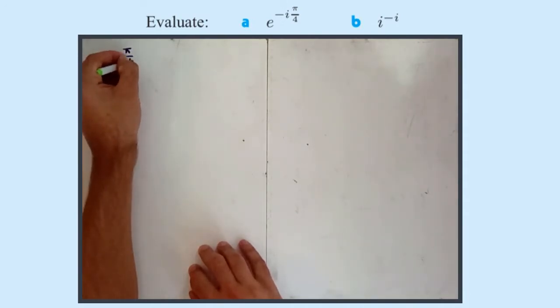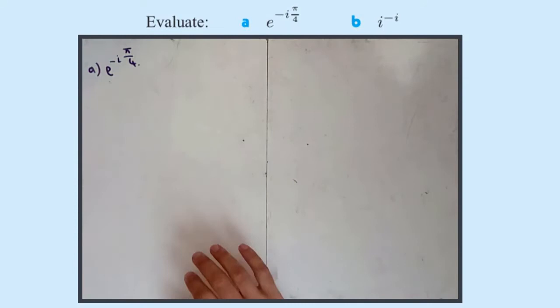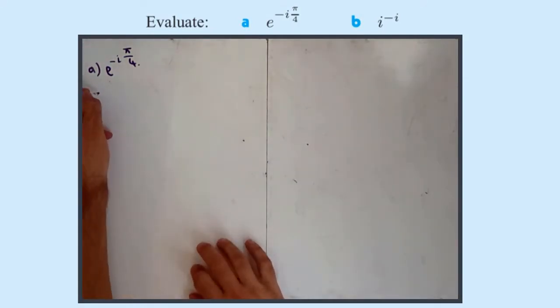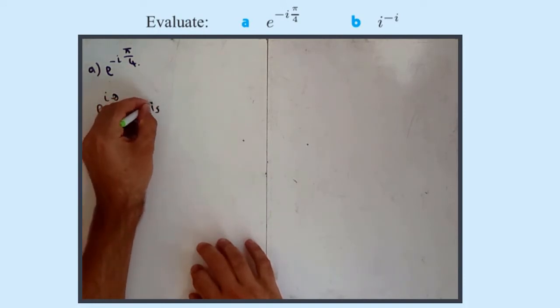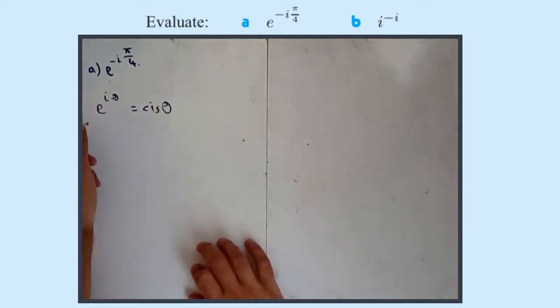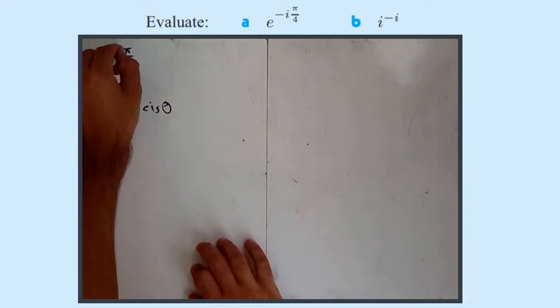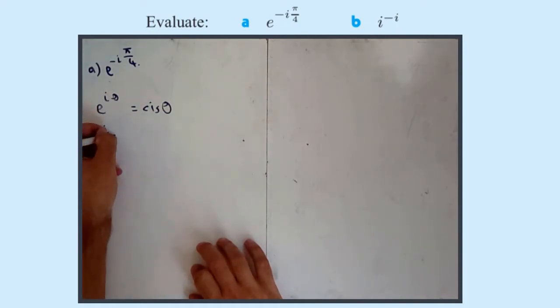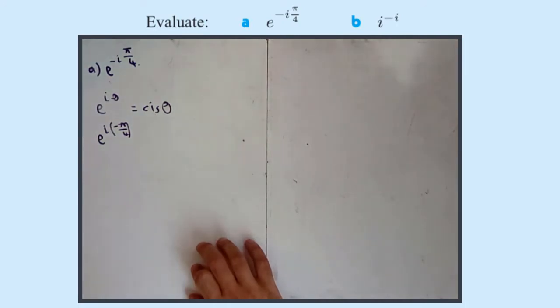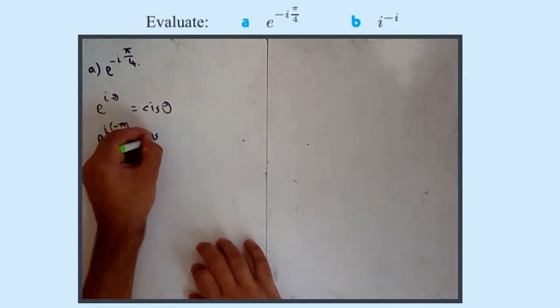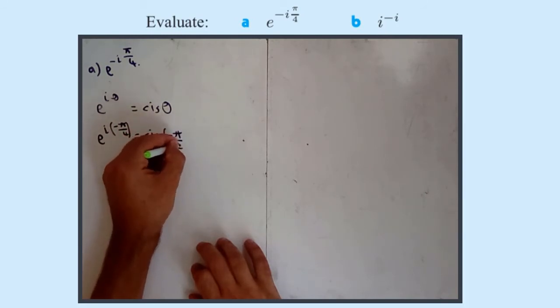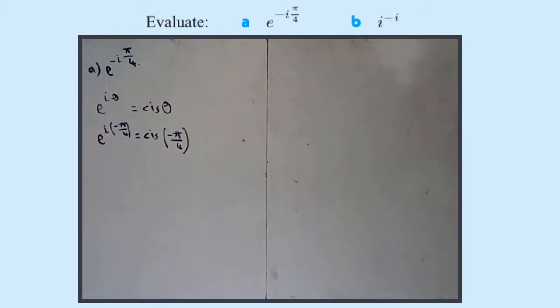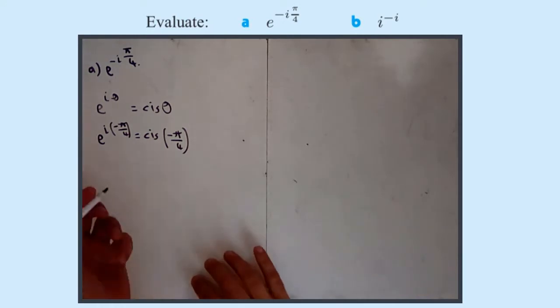So this is a complex number expressed in Euler's form, right? So remember, e to the i theta equals cis theta, or cos theta plus i sine theta. So this is e to the i, and then if I just put that minus with the pi by 4, minus pi by 4, okay? So e to the i minus pi by 4 must be cis minus pi by 4. So we need to work out the cos and sine values of minus pi by 4.